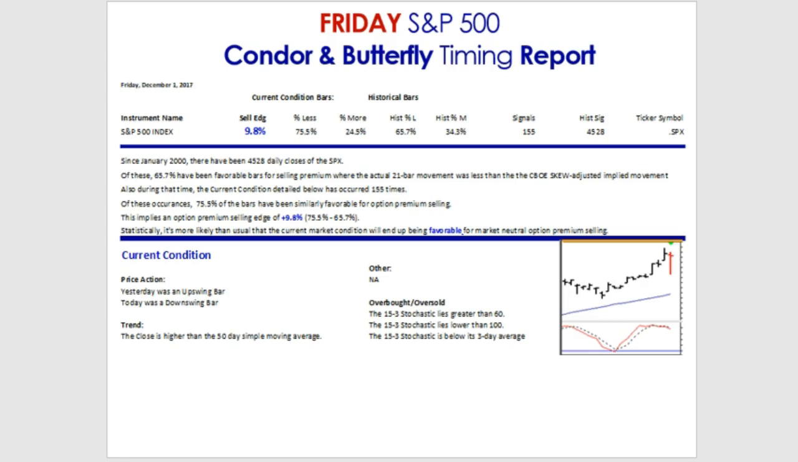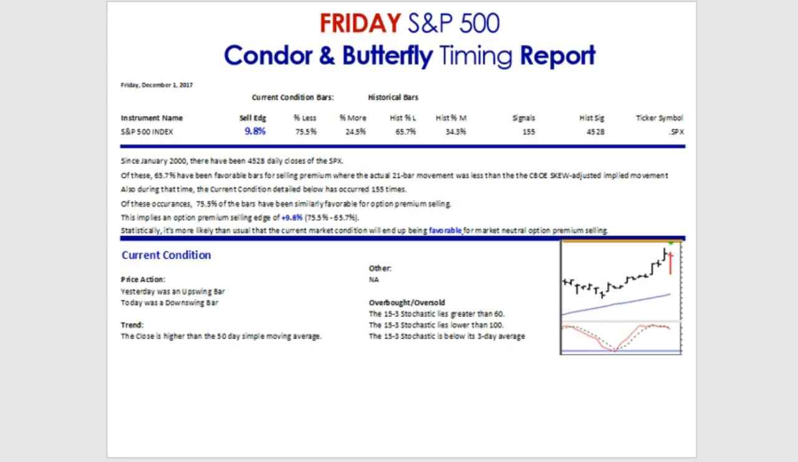Now also during that time, since January of 2000, our current market condition has occurred 155 times. Of those 155 occurrences, 75.5% of the bars were similarly favorable for premium selling through these strategies. Now, 75.5 is more than 2/3, so this implies a premium selling edge of 9.8%. Instead of just 2/3, you have over 3/4 of the bars favorable amongst our population of 155 matching our current market condition.